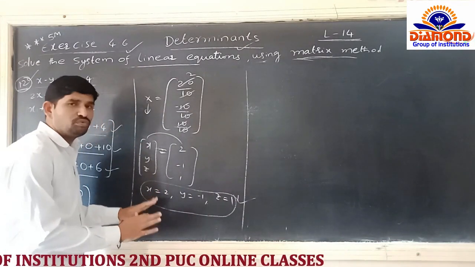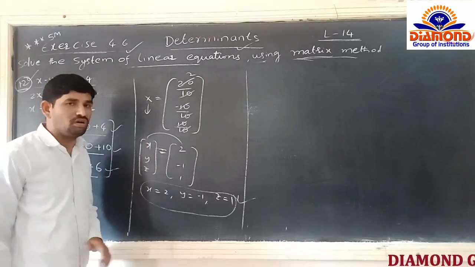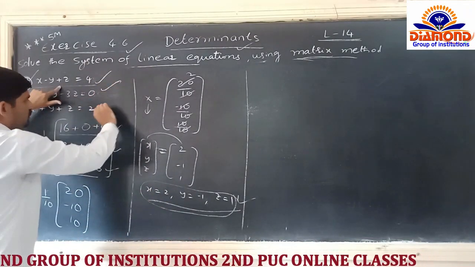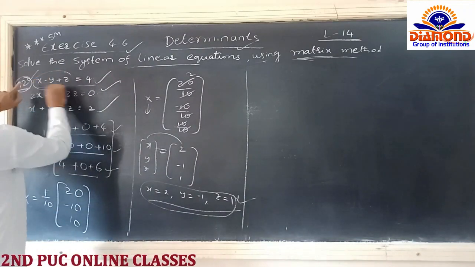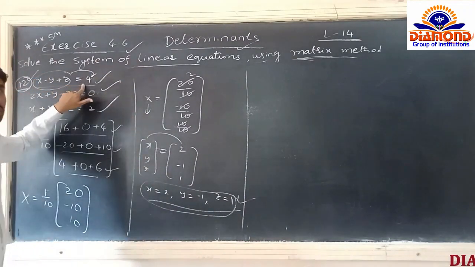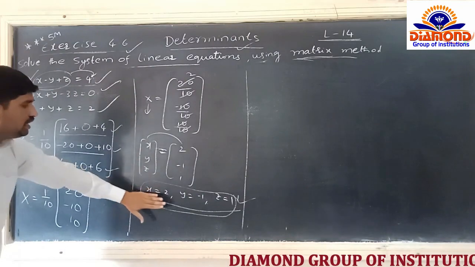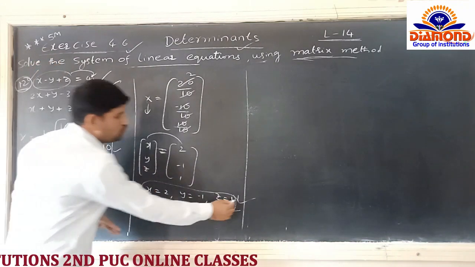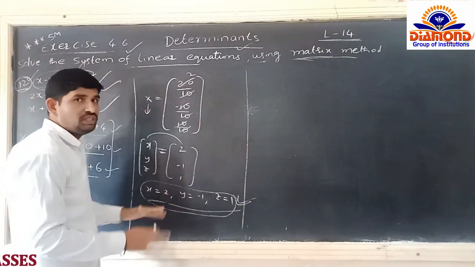It is very simple to test whether our solution is correct or wrong. Put all the x, y, z values in the first equation, second equation, and third equation, and check whether the LHS is equal to the RHS or not. If these three x, y, z values satisfy all three equations, we can say our solution is correct.